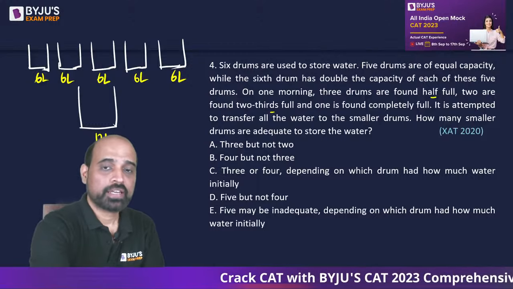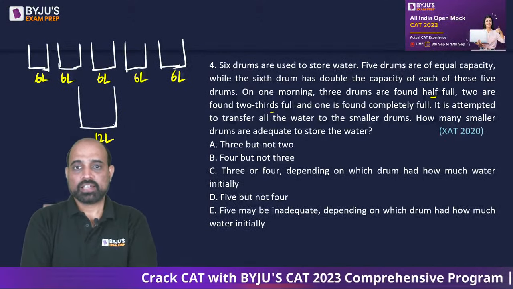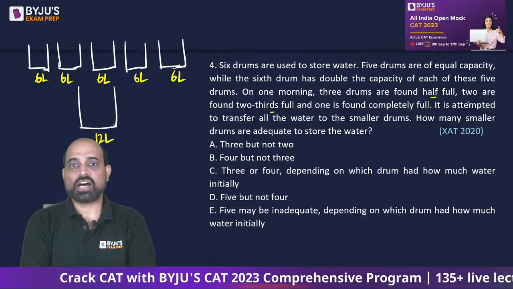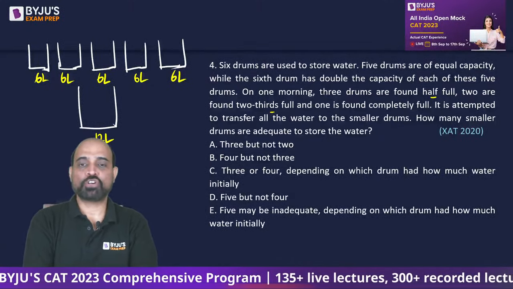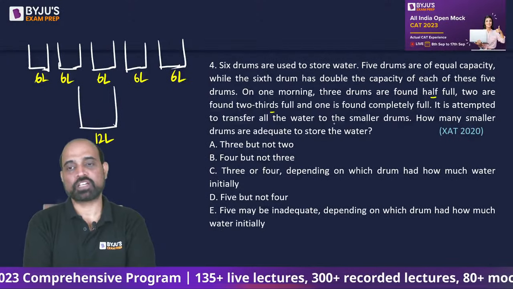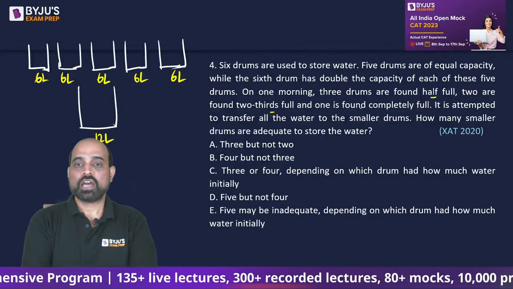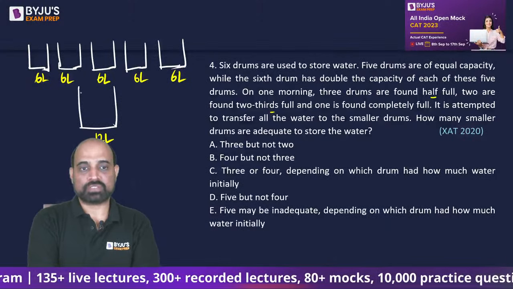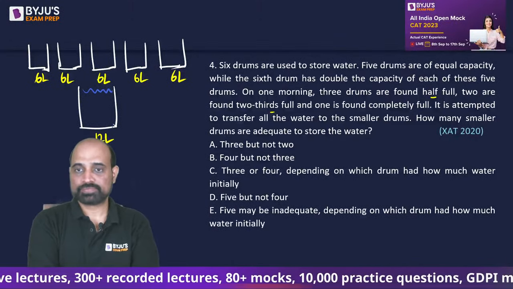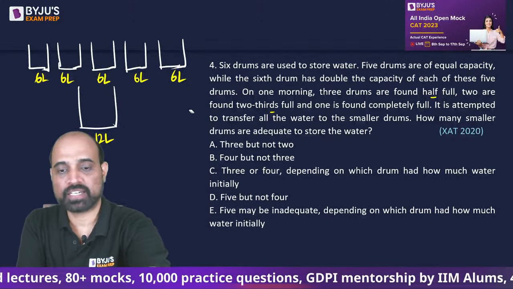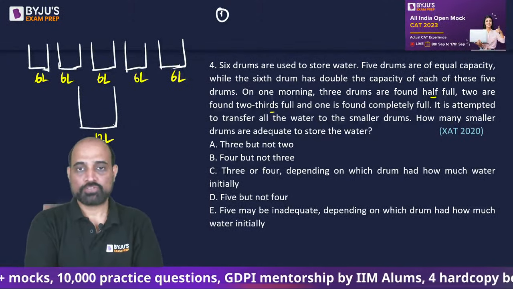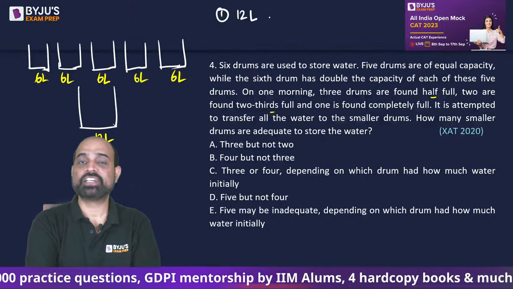Okay. Now the next part is 3 drums are found half full, 2 are found 2/3 full, and 1 is found completely full. This can be completely full, right? There are going to be 3 possibilities. I hope you guys will agree. First possibility is that the 12 liter drum is half full.